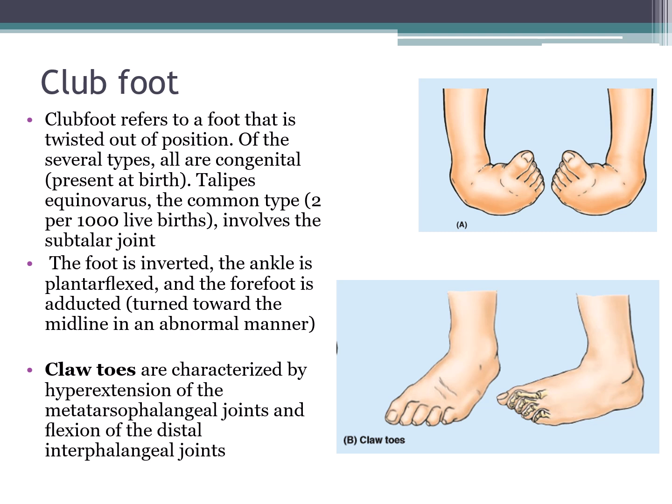Then we have certain congenital abnormalities. One is the club foot. In club foot, the foot is twisted out of position. It is not in a normal plane. Of the several congenital types present at birth, the important one is talipes equinovarus, the common type occurring in 2 per 1,000 live births. This type of abnormality involves the subtalar joint. In this case the foot is inverted, the ankle is plantar flexed, and the forefoot is adducted, that is, turned towards the midline in an abnormal manner, as you can see here.